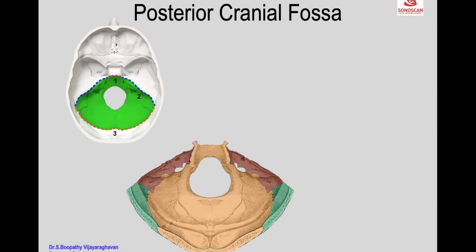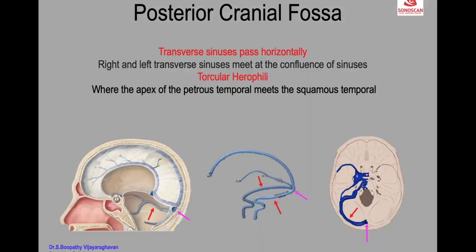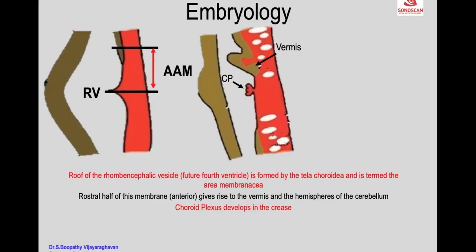Cerebellum, posterior cranial fossa. Anteriorly and medially it is formed by the dorsum sellae of the sphenoid bone. Anterior petrous temporal bone meets the squamous temporal. The transverse sinuses lead into the sigmoid or S-shaped sinuses, shown by the green arrows, in the posterior parts.